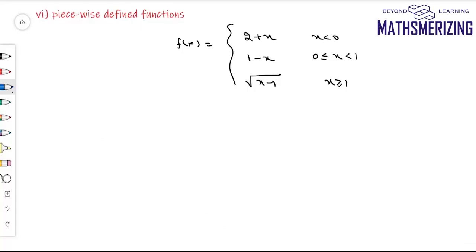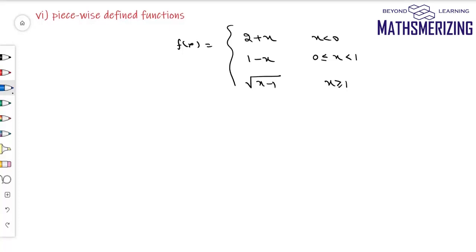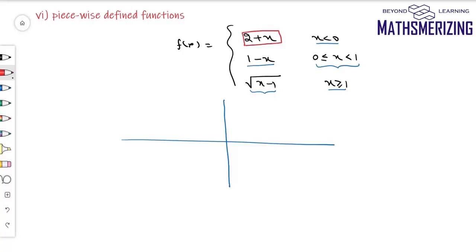Now the sixth transformation that we'll study is how to draw the graph of a piecewise defined function. A piecewise defined function is a function with multiple subfunctions. Such functions will have different definitions in different intervals. For example, f(x) is given by 2 plus x whenever x is less than 0, 1 minus x when x lies between 0 and 1, and under root of x minus 1 when x is greater than or equal to 1. So if I have to draw this graph, I'll draw the axis. Now this first subfunction y equals 2 plus x is actually a part of a straight line. So I'll draw this part of a straight line.